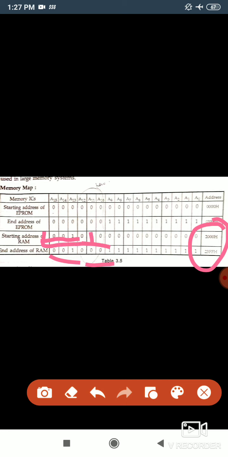Now we will evaluate 0010 as 2 and rest are zeros. So 2000 is the starting address of the RAM. And the last address of the RAM is 23FF. Now it is seen here, it is 23FF. Hope now it will be clear to you. This is the interfacing of memory with the help of absolute decoding or full decoding technique.